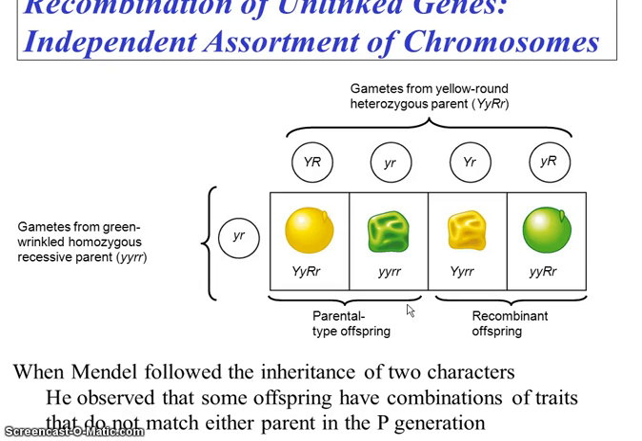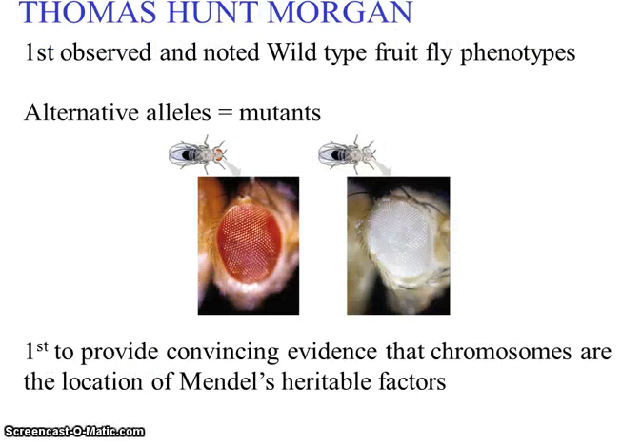So Mendel looked at two different traits, in this case seed color and whether the seed was round or wrinkled. And so he found that there would be a combination of traits that did not match either parent. And then Thomas Hunt Morgan came along, did the wonderful fly lab that you guys have all been enjoying, and he observed that there is a wild type fruit fly phenotype. The alternative alleles were the mutants. So he was able to provide convincing evidence that the chromosomes were the location of Mendel's heritable factors.